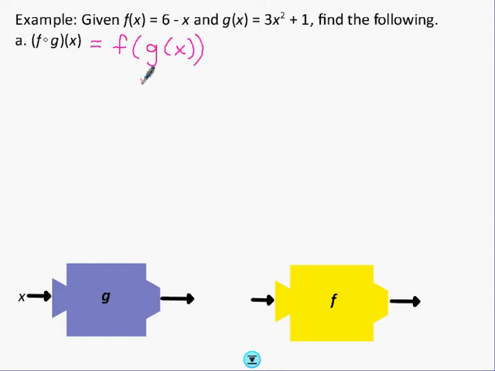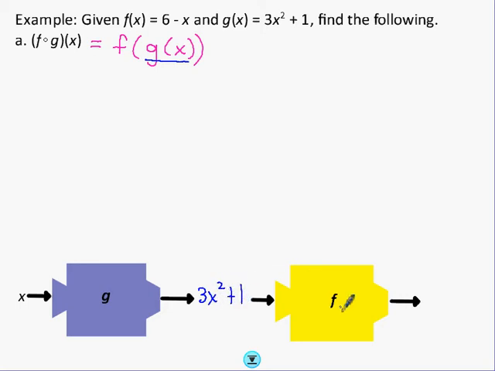To evaluate this, the first thing I need to do is start on the inside. I need to evaluate g of x first. So essentially, f is stuck waiting while I evaluate g of x. Now, they told us that g of x is 3x squared plus 1. If you look at the illustration here, I can imagine sticking x into g, and after I stick x into g, I'm left with 3x squared plus 1.